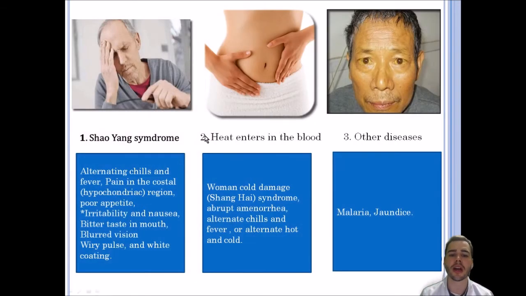Right now we are going to talk about three things we can use Xiao Chai Hu Tang for, in which kinds of diseases we can use it. The first one, Shaoyang syndrome.